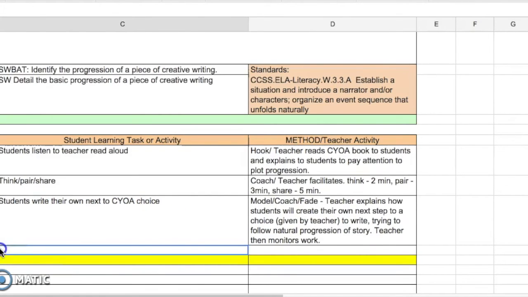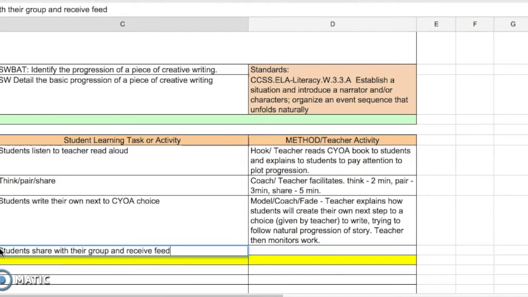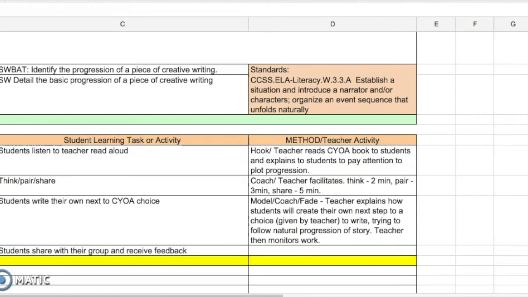Next, I'm going to have students share with their group and receive feedback. I think it's super important in writing for students to share what they've done with their group. One, so they have something to be proud of, and two, they can hear what they did well, and then they can hear what other people maybe did a little better that they want to incorporate in their work in the future.